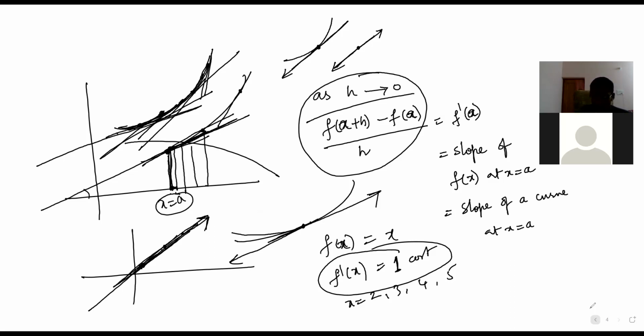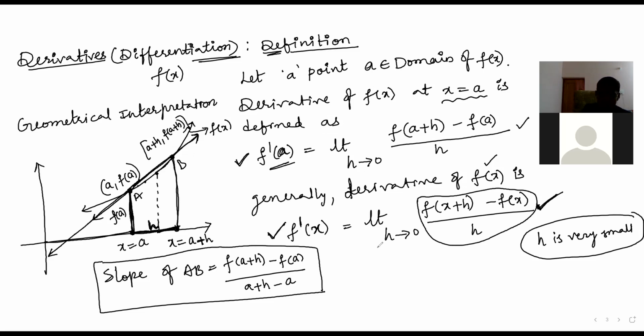Now what do you understand here? This is the slope of AB, and AB is the secant line. When h is tending to 0, B approaches A. Yes or no? As h comes closer and closer, B approaches A, B is here. That means the secant becomes what? The tangent.